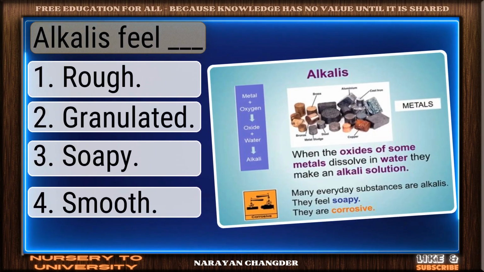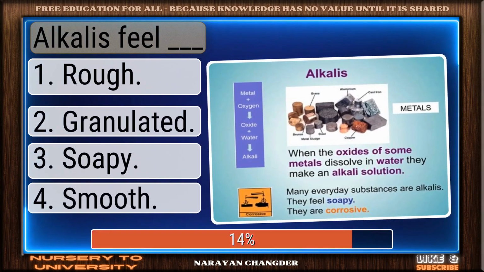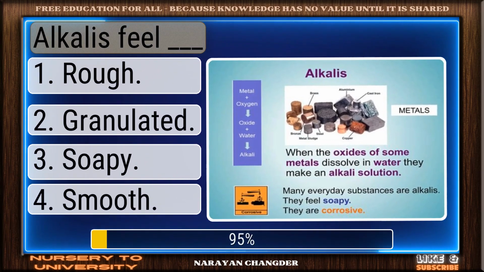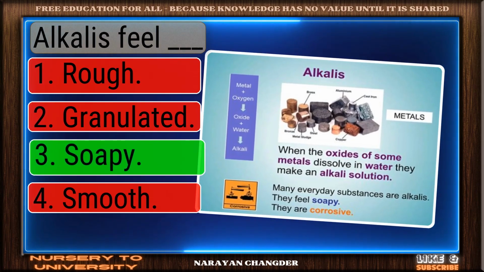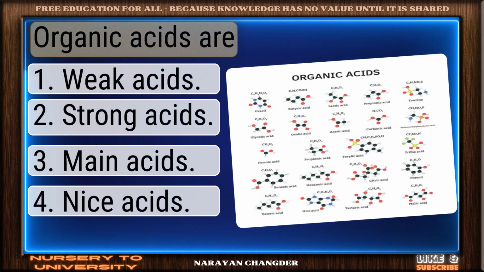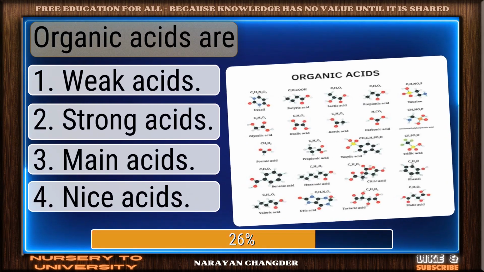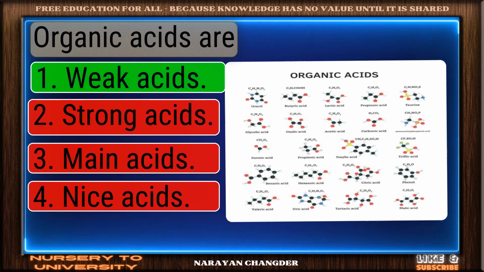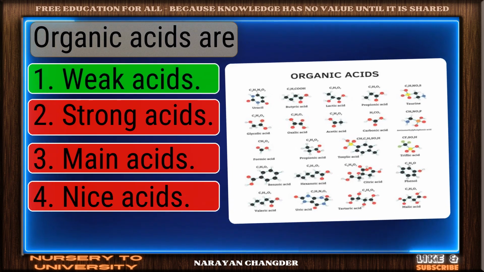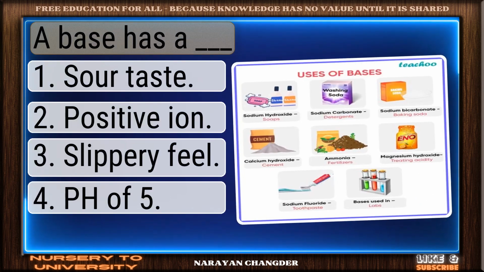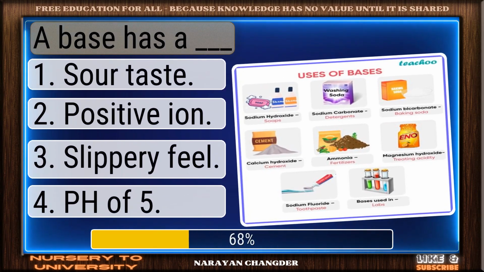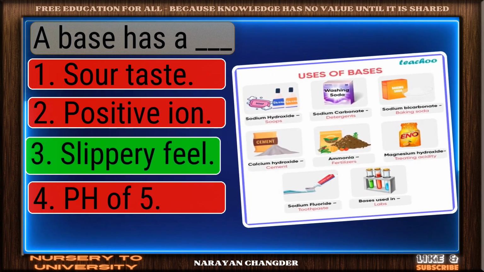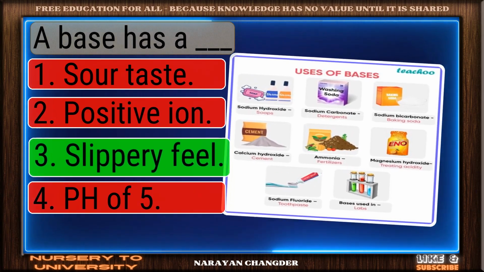Question number 263. Alkalis feel dash. Smart pick. Soapy is the correct choice. Question number 264. Organic acids are. Good thinking. Weak acids is the right answer. Question number 265. A base has a dash. Well done. Slippery feel is the right choice.